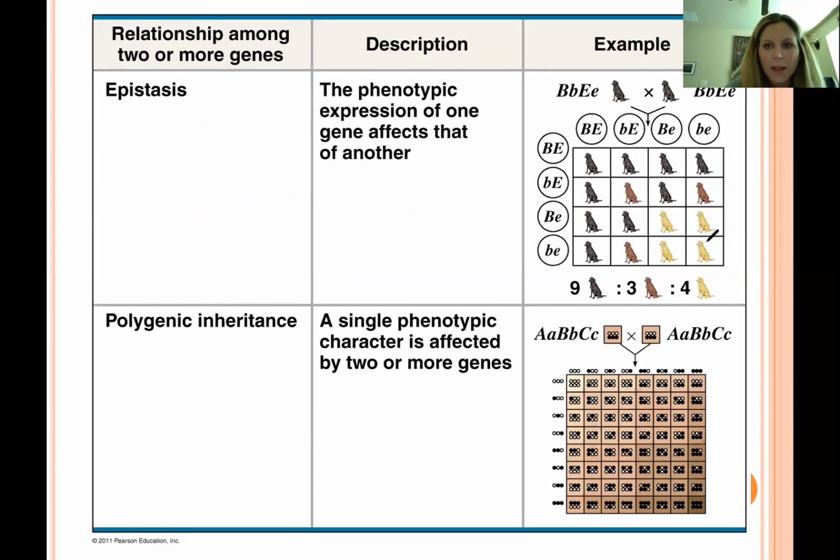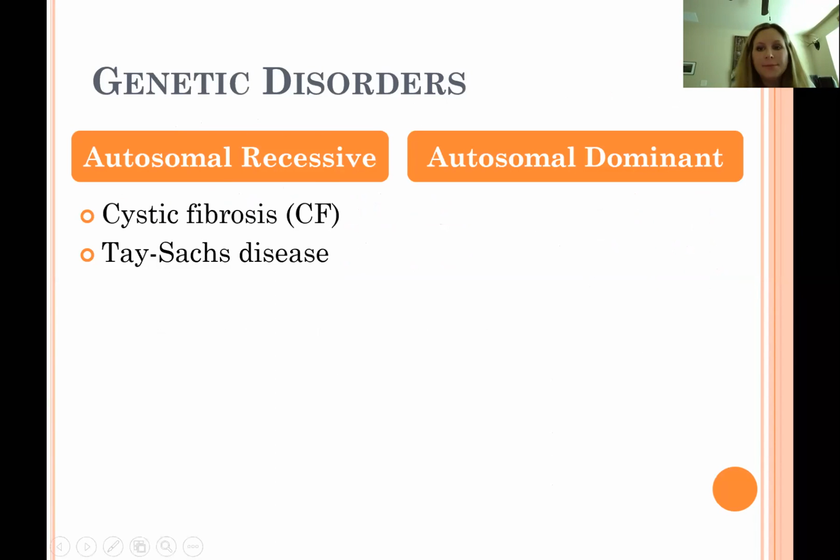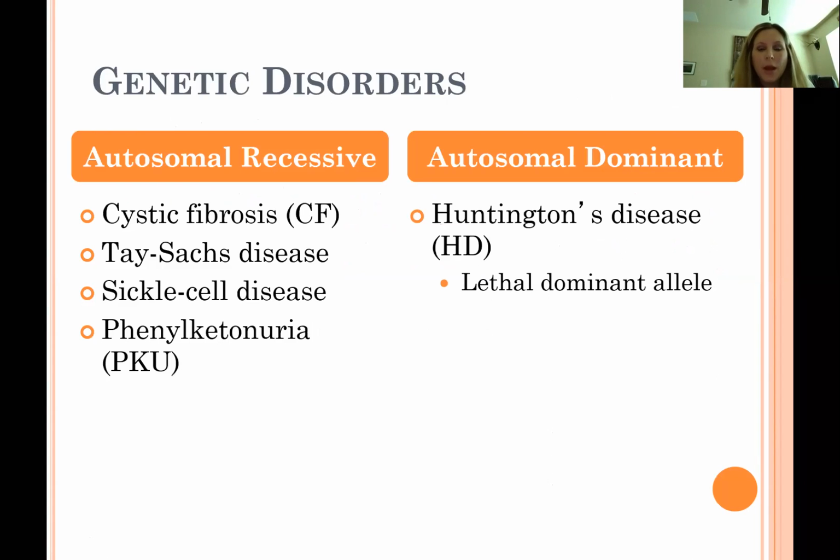All right. Last thing is genetic disorders. If a genetic disorder is autosomal recessive, that means that they have to inherit two recessive genes to have that disease. Cystic fibrosis is an example, Tay-Sachs, sickle cell, phenylketonuria. If it is an autosomal dominant disease, like Huntington's disease, that's a neurological degeneration, so that the neurons are going to degenerate. All they have to have is one dominant allele.